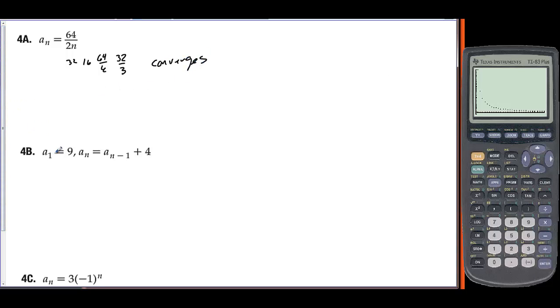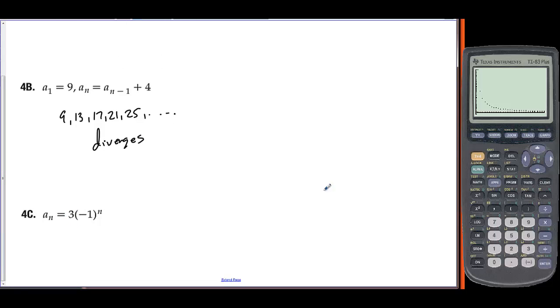A sub 1 equals 9, a sub n equals a sub n minus 1 plus 4. So we take the previous one and we add 4. So we have 9, and then 9 plus 4 is 13, and then 4 plus 13 is 17, and then 21, and then 25. And this seems to be shooting up to infinity. This one is diverging, or diverges.